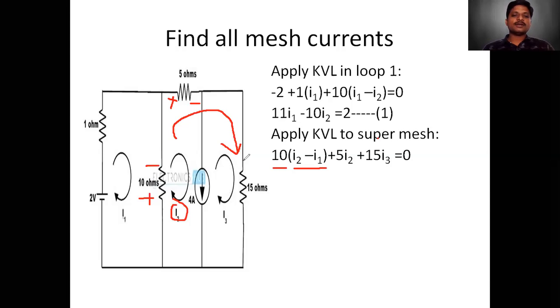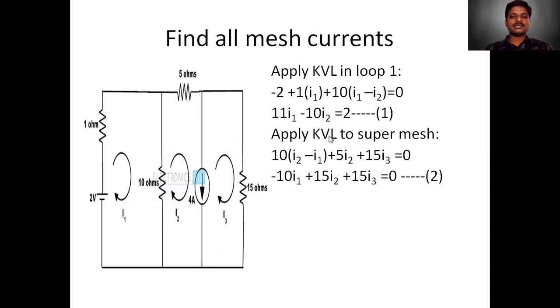Therefore, when the current is entering here it is positive and here it is minus. Therefore, voltage drop across the 15 ohm resistor is resistance into current. Resistance is 15 and current is I3. That will be equal to 0. And now current will again be entering the 10 ohm resistor at plus. Now the cycle is completed, so we have completed the super mesh equation. Now you have to simplify the super mesh equation and you will get minus 10 I1 plus 15 I2 plus 15 I3 equal to 0. So that will be equation 2.